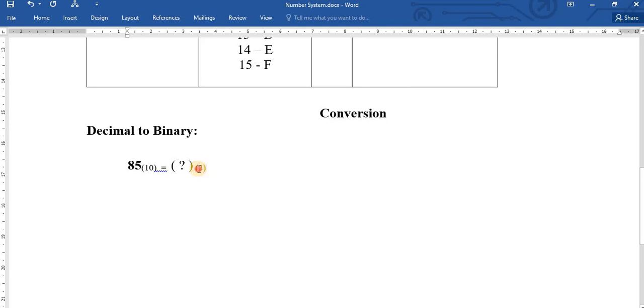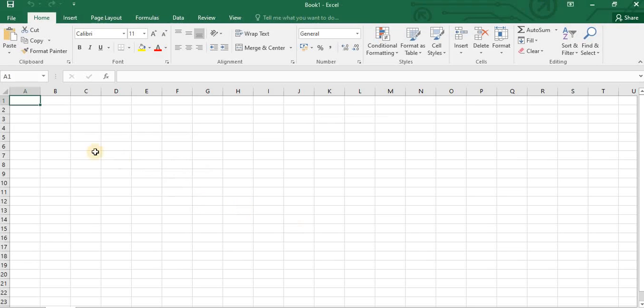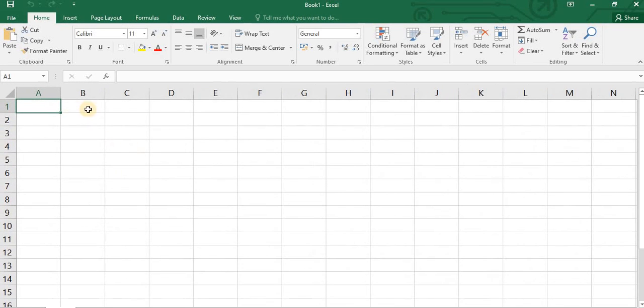In the binary the base is 2, so you have to divide this number by 2. Okay, let's see how. For example, you have 85 here, the number is 85, so you will divide 85 by 2. If you divide 85 by 2, you will get 42 as an integer and remainder will be 1.